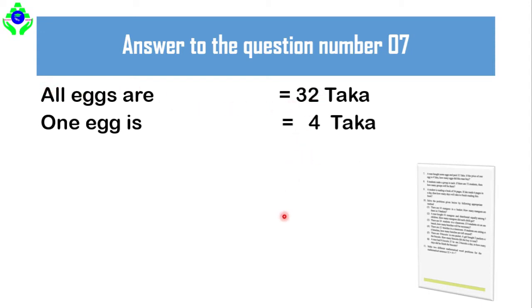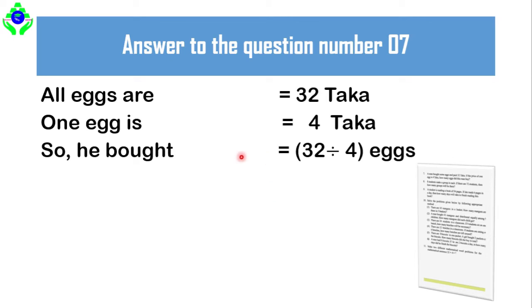After that you need to write, so he bought 32 divided by 4. So why do we write this sign here? As I mentioned earlier, it's a problem of division, and that's why we need to solve this question by the concept of division. That's why I write a division sign here.